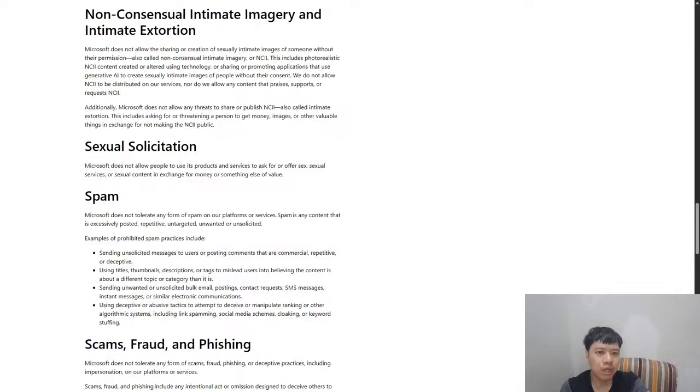Additionally, Microsoft does not allow any threats to share or publish NCII, also called intimate extortion. This includes asking for or threatening a person to get money, images, or other valuable things in exchange for not making the NCII public.